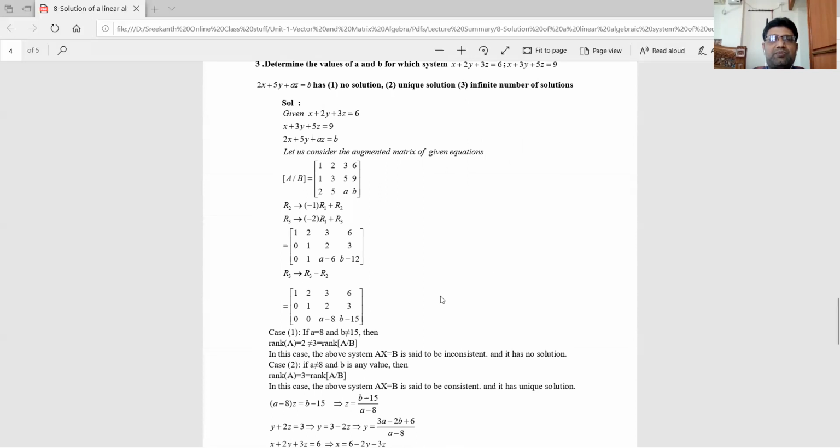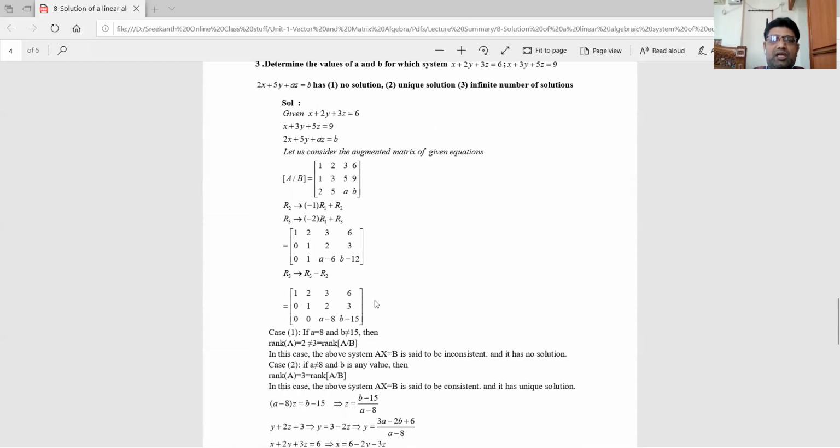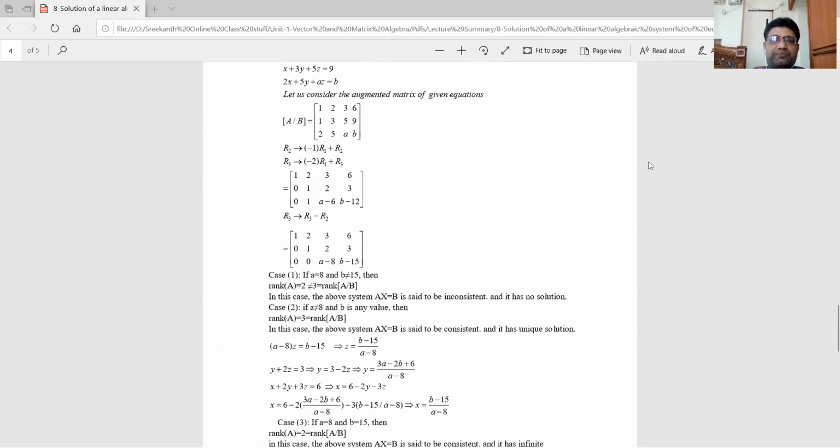Next, coming to this problem: determine the values of A and B for which this system has no solution, unique solution, infinite number of solutions. That means for what values of A and B this system will have no solution, unique solution, infinite number of solutions. So first, write the augmented matrix for the given system, then reduce this into echelon form. So make this entry and this entry 0. Next, we made this entry 0. Now this is in the echelon form.